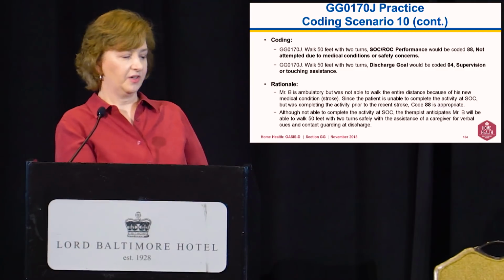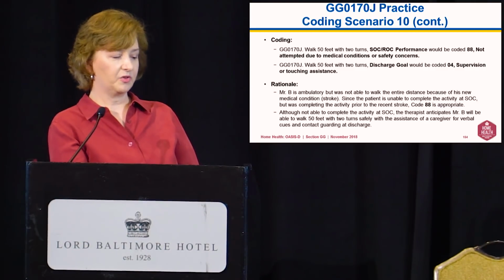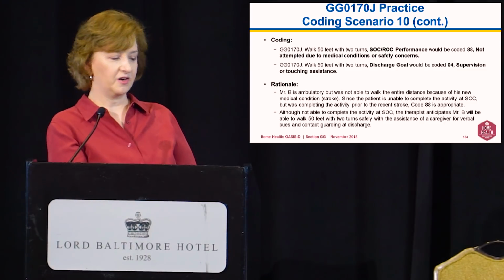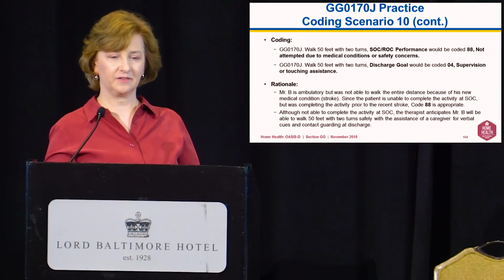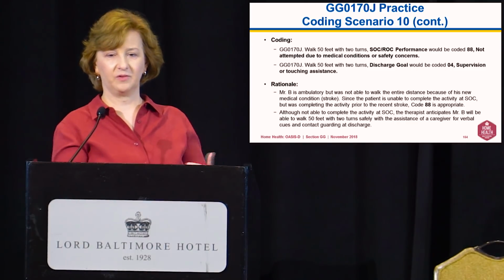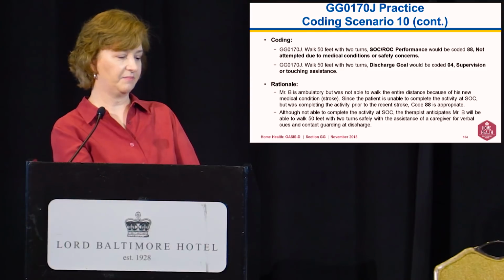Okay, and here's the rationale: he's ambulatory but not able to walk the entire distance because of his new condition. So if somebody's not able to walk the entire distance for any of the walking items, you'd say the activity was not attempted.